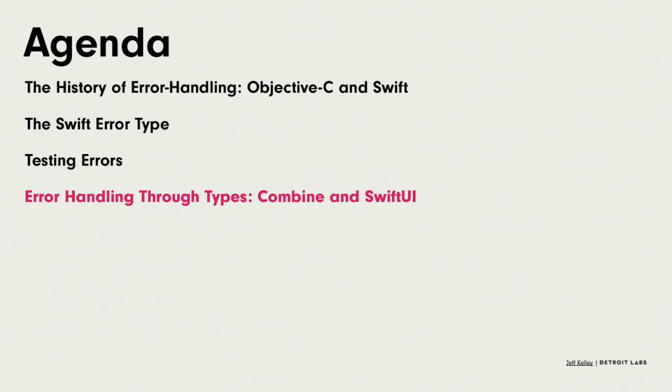Okay, so we've made it a nice test. We've made it easy to get code coverage, but there's still nothing kind of forcing us to handle these errors. We can always still just leave them on the floor. And this year with Combine and SwiftUI, Apple has given us some additional carrots and sticks to solve these things.